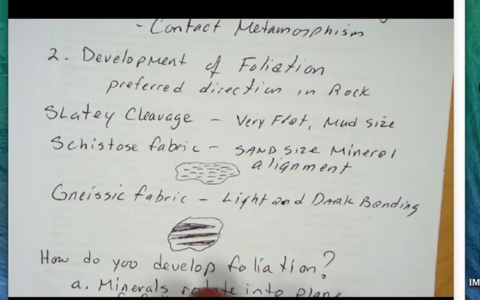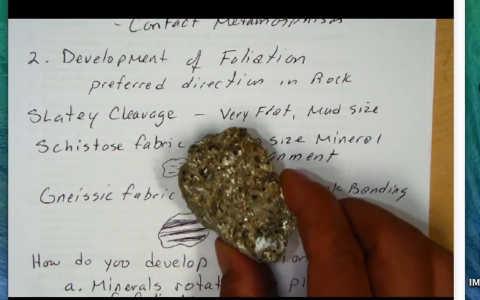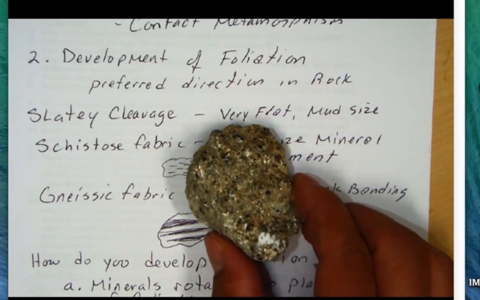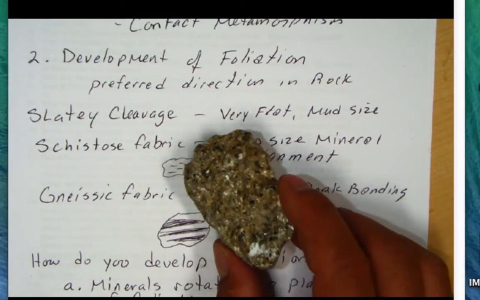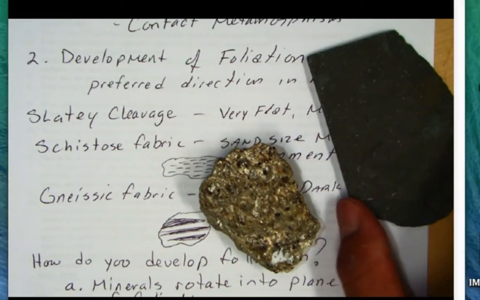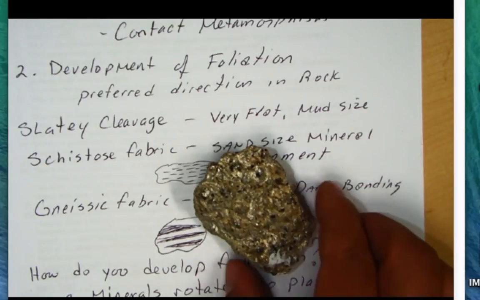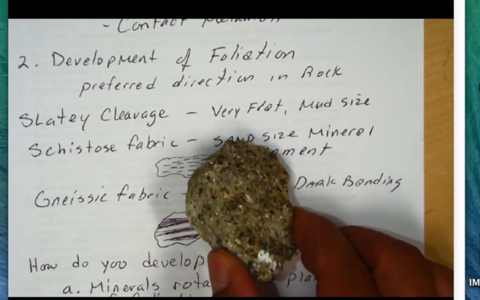Or you can have a schistose fabric where you'll be able to see the mineral grains at sand size. So here I see some minerals, and see how shiny? So sand size, a little bit coarser. Note that the slate over here, it's mud size. It's very fine grained, hard to see minerals in that one. So here's our schist here.